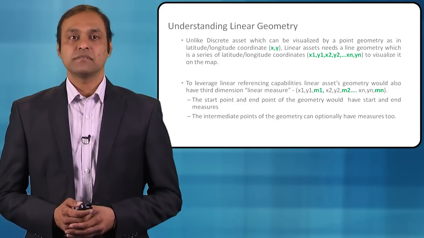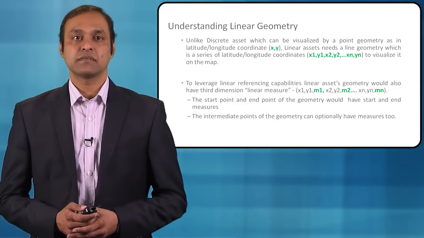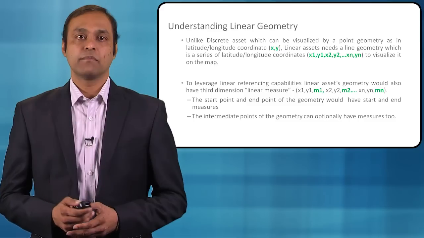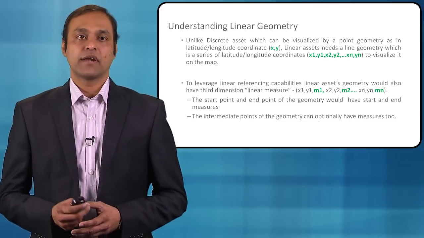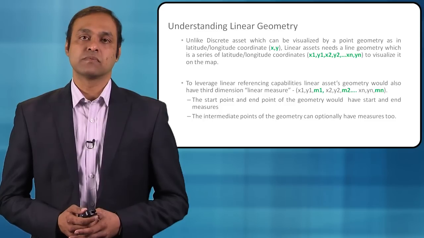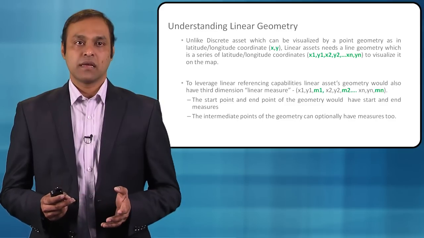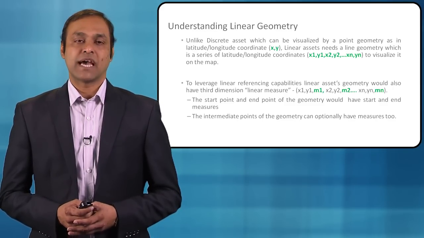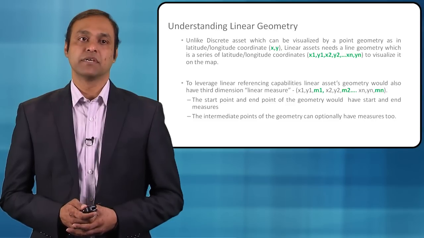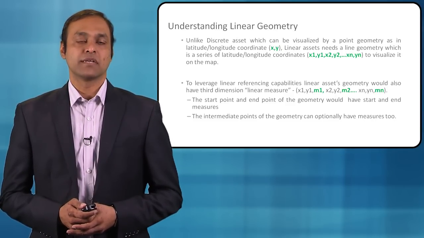With a linear reference, you also have a third dimension called measure, where you see m1, m2, m3, mn there, which points out at which measure that particular location is. So, a linear geometry will have a start point and an end point of a geometry, which means a start measure and an end measure. It can also have measures at intermediate points too, but that's optional.